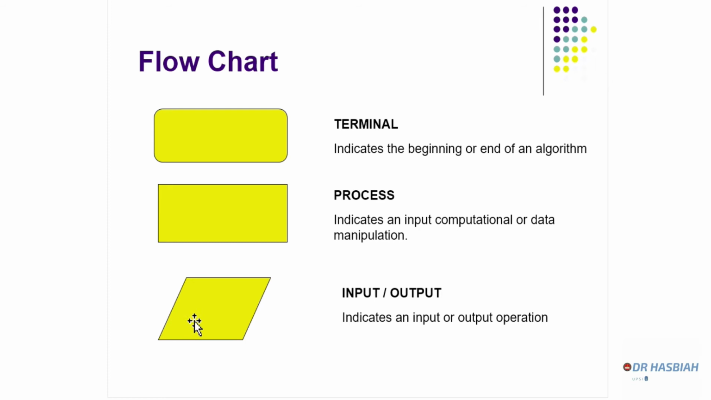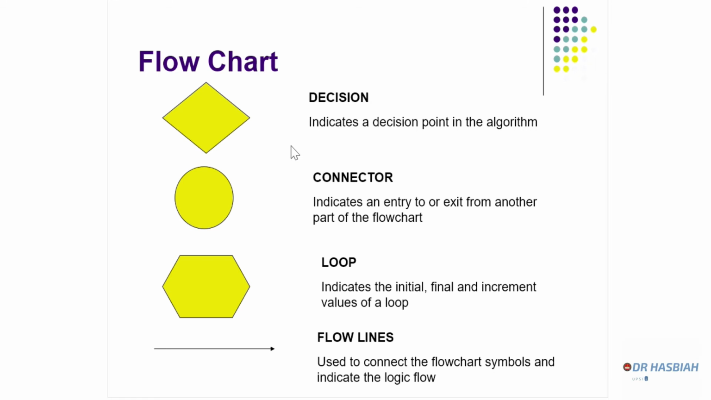The third one, we have this symbol, input output, which indicates an input or output operation. If you want to input any data, or output the result from your program, you use this symbol. Then we have the decision symbol, which indicates a decision point in the algorithm. If you have this diamond shape symbol, it means you have to choose the decision, either yes or no. After this we are going to use all the symbols in writing the flowchart.